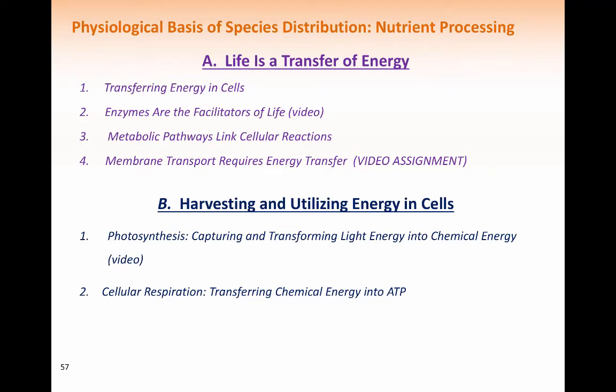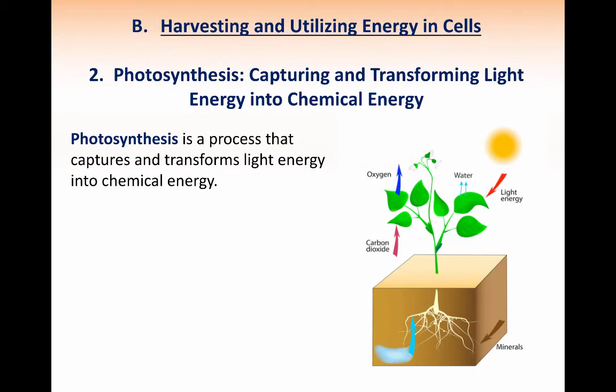So now we're going to be talking about harvesting and utilizing energy in cells. First of all, by how we capture this energy in photosynthesis, and then how we transfer the chemical energy into ATP during cellular respiration. First of all, photosynthesis is the process that captures and transforms light energy into chemical energy. And sunlight is the ultimate source of this energy.